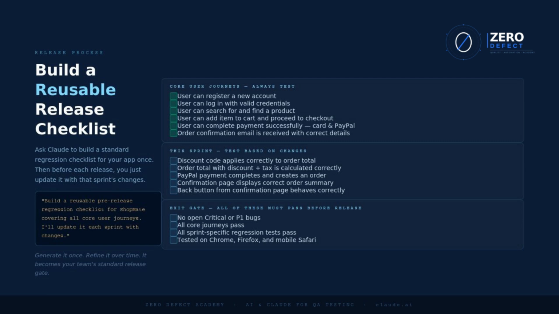Here's the most practical thing to take away from this video. Ask Claude to build a reusable release checklist for your app. Once. It should have 2 sections. The first is your core user journeys, the flows that must always work, no matter what changed this sprint. Register, login, search, checkout, pay, confirm. These run every release without question.